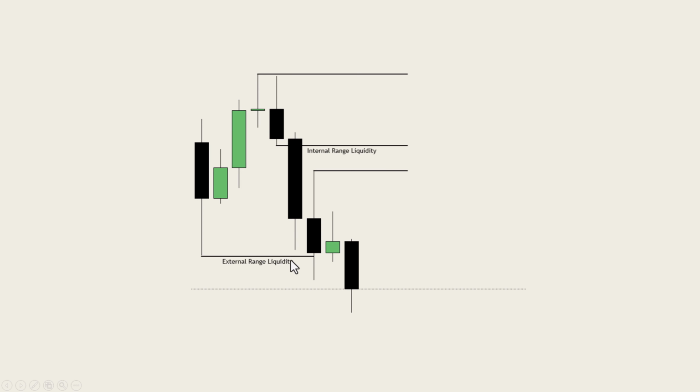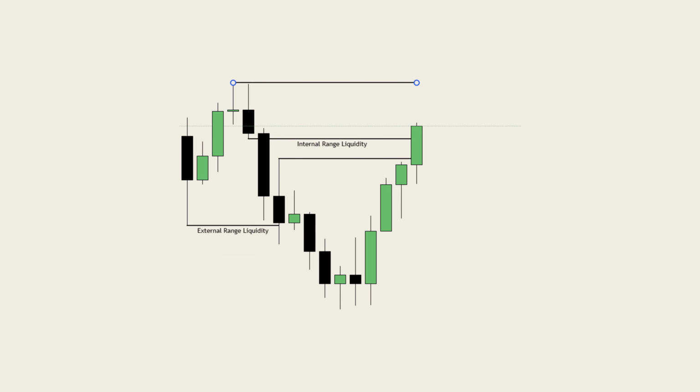Here in this chart we see price has taken out external range liquidity, and then price will be seeking internal range liquidity, because price does one of two things: price seeks liquidity in the form of internal range liquidity, and then liquidity in the form of external range liquidity. And here we see price has taken out external range liquidity while leaving the internal range liquidity, which will be the next target for it.